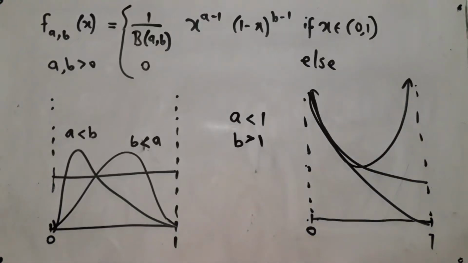So you see, the same family of beta distributions accommodates lots of different forms.